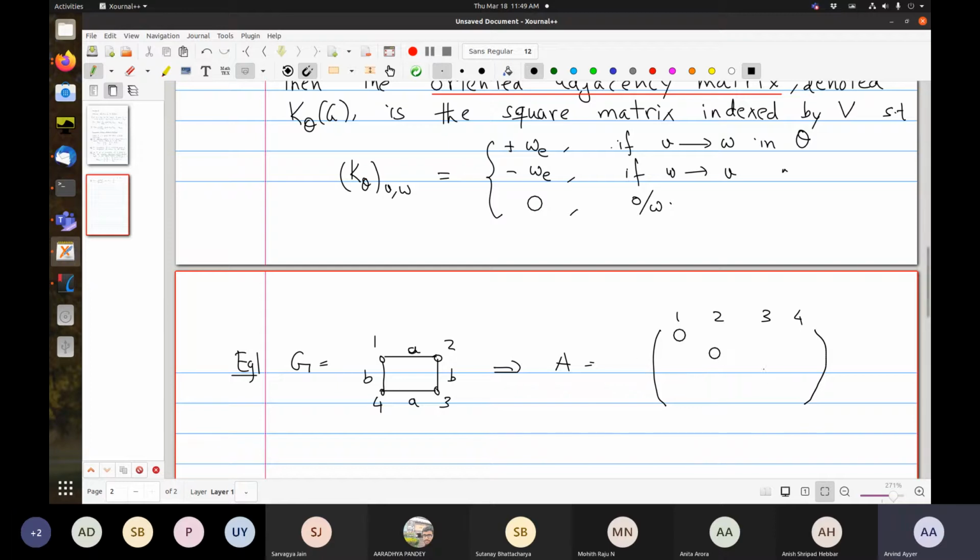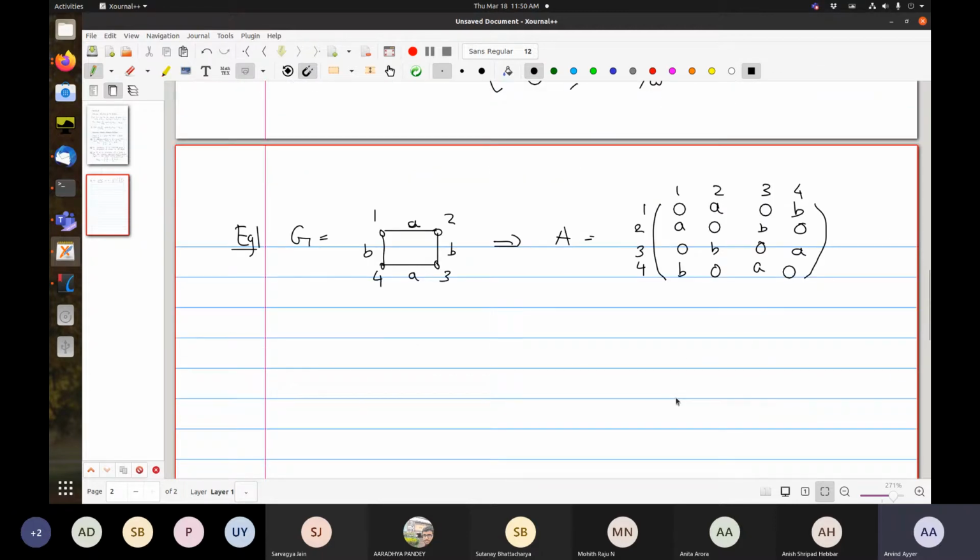So this is symmetric, so I'll just draw things above the diagonal. There is an edge from 1 to 2, so I get a here. There's no edge from 1 to 3, and there's an edge from 1 to 4 having weight b, so I have that. Maybe I'll do it once, then I won't do it again. 2 to 3 has weight b, 2 to 4 does not. 3 to 4 is an edge with weight a. And so I also get the rows a, 0, b, b, 0, a. All right, the symmetry was obvious.